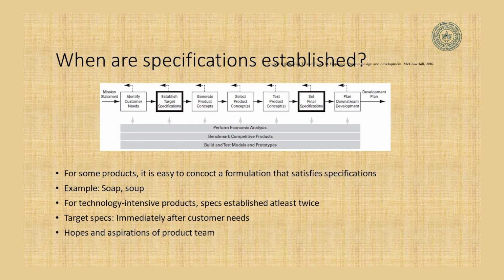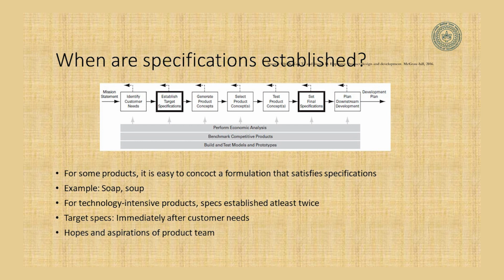For technology intensive products, specs are usually established twice. So, you create target specifications and final specifications. Okay. Target is what you would like to have, the dream, okay. And then once you have come out with your selected concept, then you have your final specs. Okay. So, target specs are immediately after customer needs, okay, and final specs are after you have tested the product concepts. So, after you establish the target specs, you generate the product concepts, select the product concepts, test them, then set the final specs and then plan the downstream development.